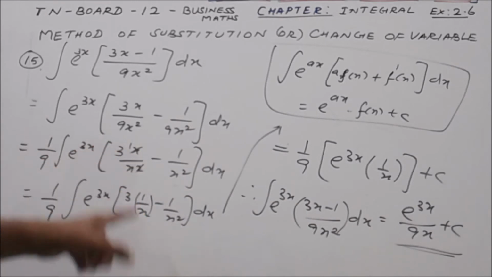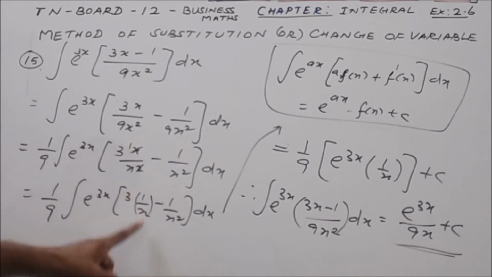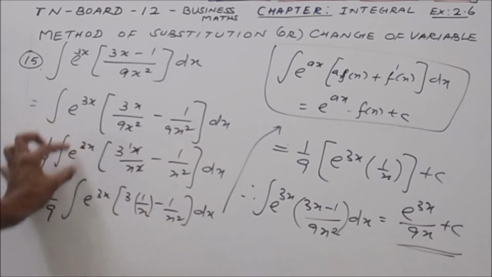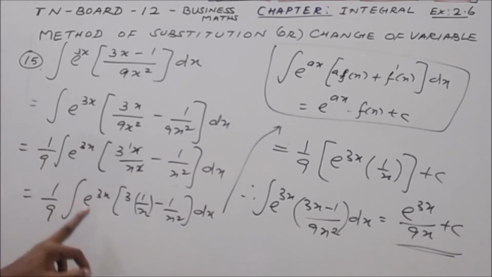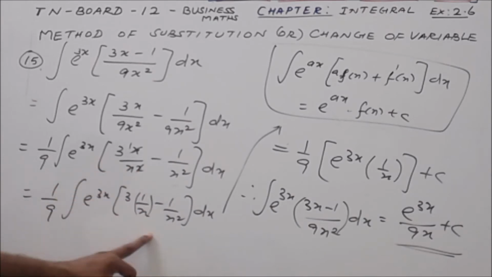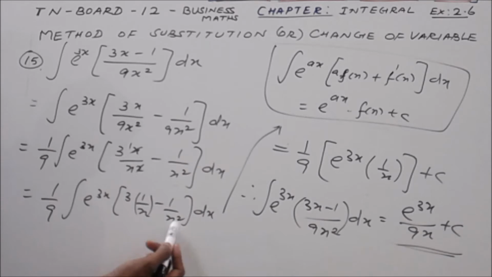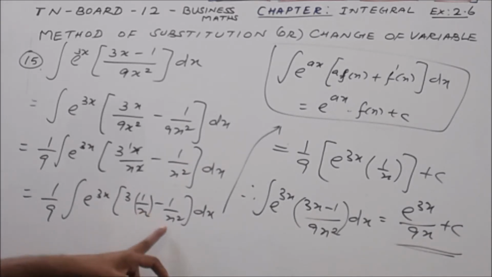Now cancelling x and x square, we have 1 by x. So 3 into 1 by x minus 1 by x square. The e power 3x remains same, 1 by 9 remains same. Now 1 by 9 integral e power 3x into 3 into 1 by x minus 1 by x square. If it is taken f of x, this is f dash of x, because f of x is 1 by x, its derivative f dash of x is minus 1 by x square.